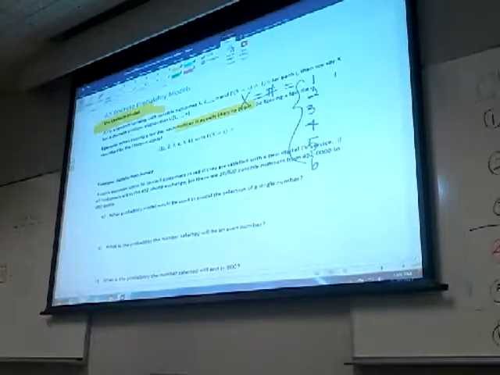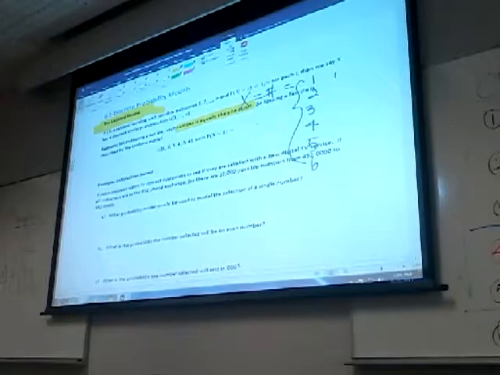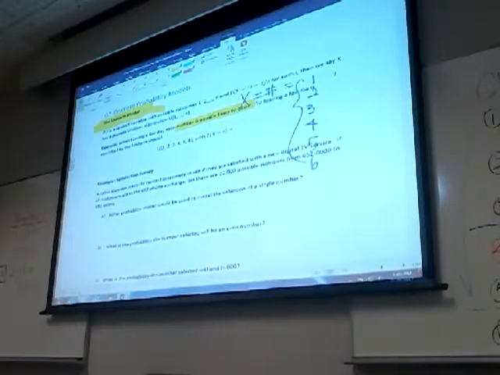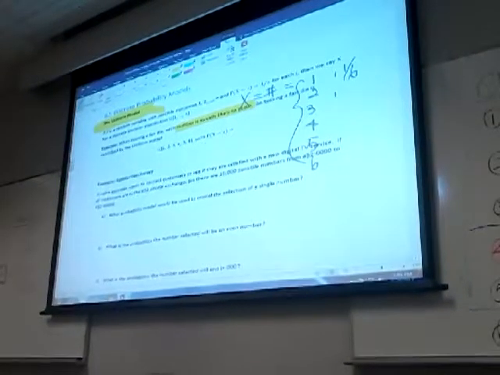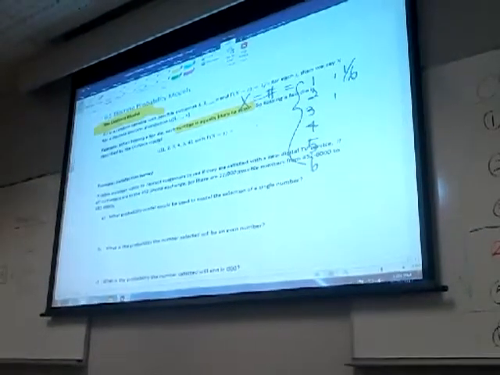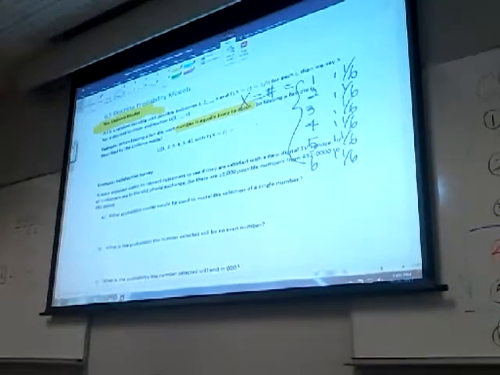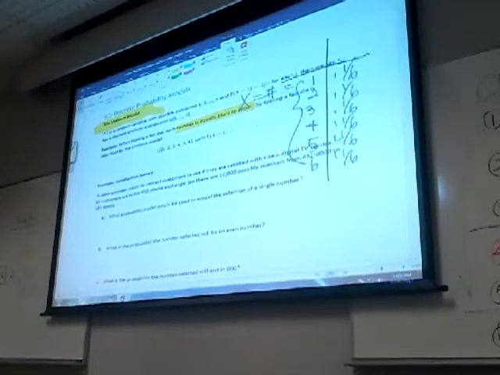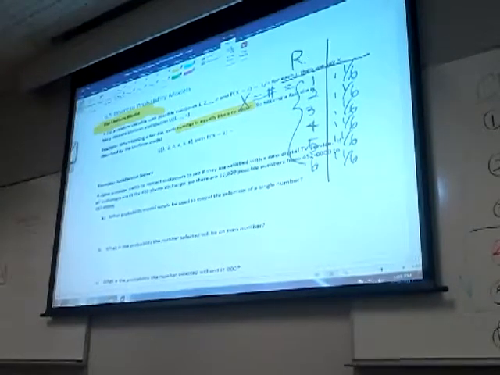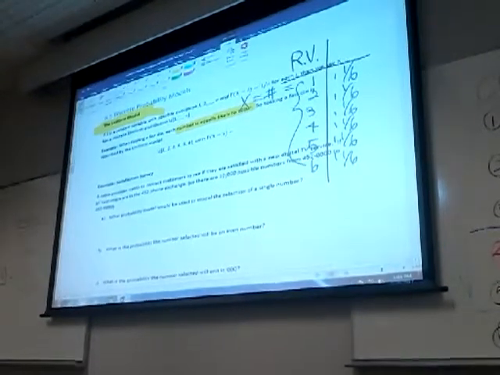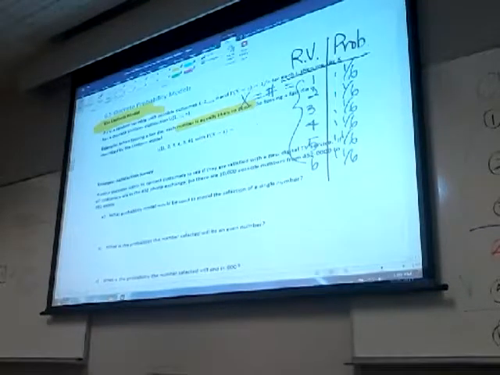How much is the probability I will get 1? 1 out of 6. How about 2? 1 over 6. 1 over 6. 1 over 6. 1 over 6. Now we can make a table. Yeah, why not? This way. It is the random variable outcome, and there is a probability.